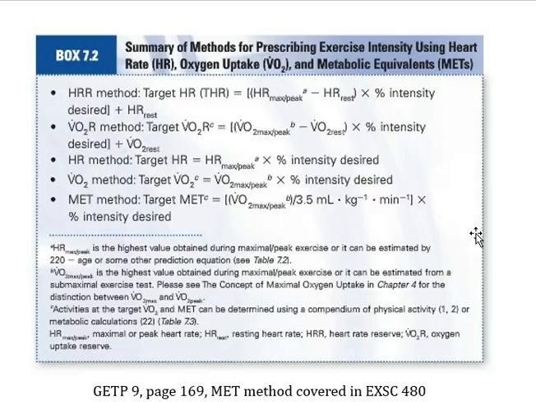The VO2 reserve method: again, your max VO2 minus your resting VO2 times the intensity percentage. The heart rate method, the straight percent: 220 minus age times the intensity percentage. The VO2 method, again, looking at percent of your VO2, and of course also the MET method. I know this is covered in exercise testing and prescription, so we're going to just divide VO2 by 3.5 to get METs.